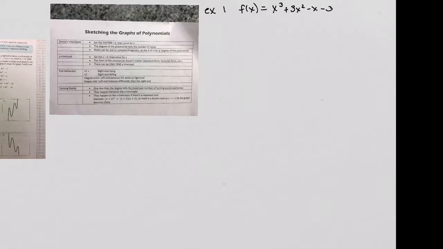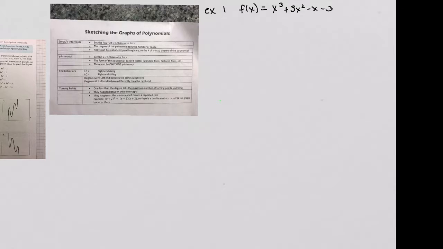Okay, so we're supposed to sketch the graphs of polynomials. I've included a copy of the notes that I handed out in class, and our first example is given to us. In order to find the x-intercepts, it says we have to set our factors equal to 0, and then we solve for x. So I need to get my standard form into factored form.